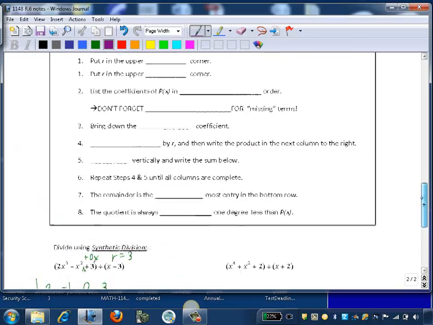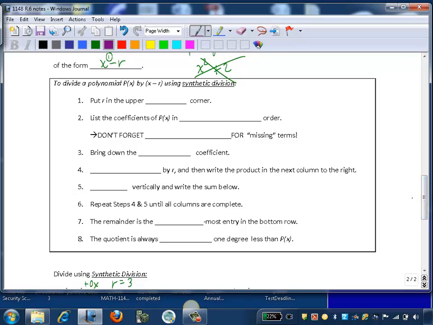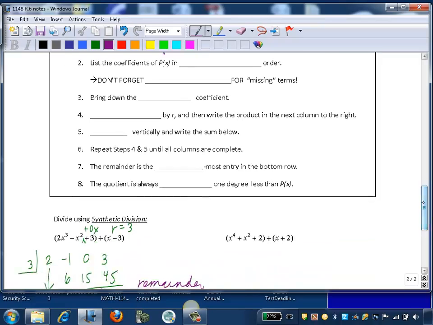Okay, so we'll go up to the top here, and we'll fill in these steps. So to divide a polynomial p of x by x minus r using synthetic division, our first step, we put the r in the upper left corner. So in the example we did down here, our r was 3. We put that in the upper left corner.